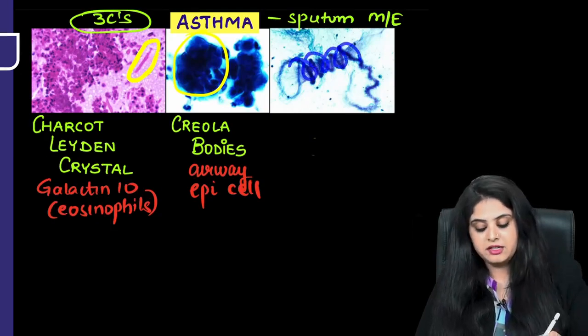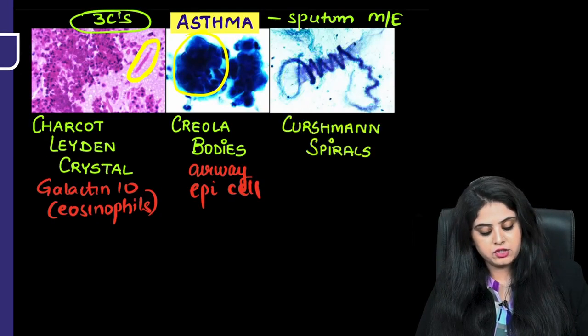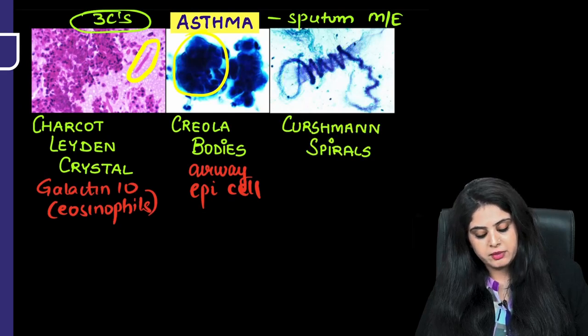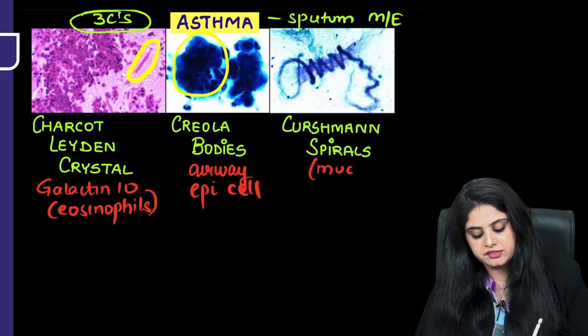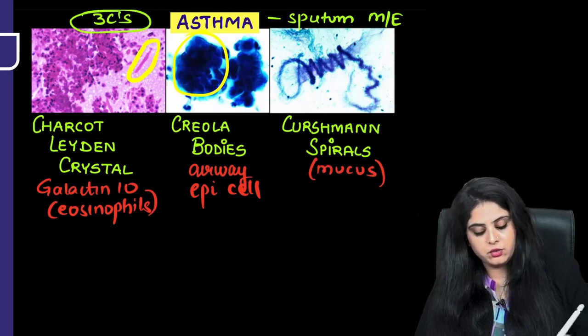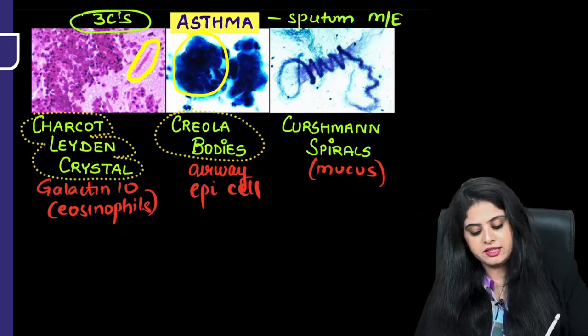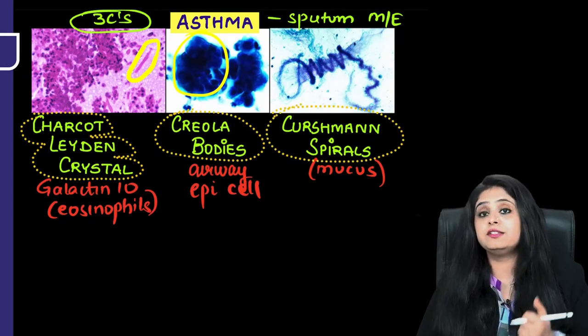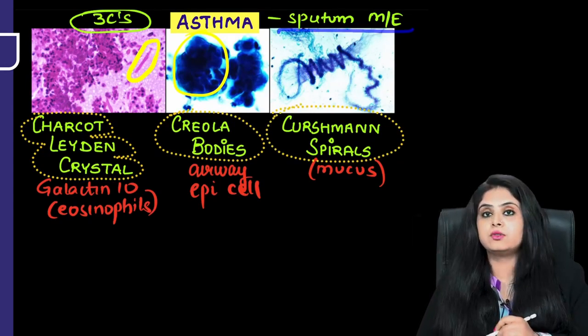Finally, you see this spiral over here. This spiral is known as the Curschmann spiral, and Curschmann spiral is made up of nothing but mucus. So these are the three C's, as I told you. You have Charcot-Leyden crystal, then you have the Creola bodies, and then you have the Curschmann spiral. Three C's of asthma. Asthma, sputum microscopy.